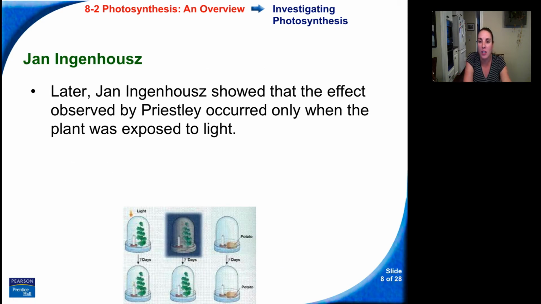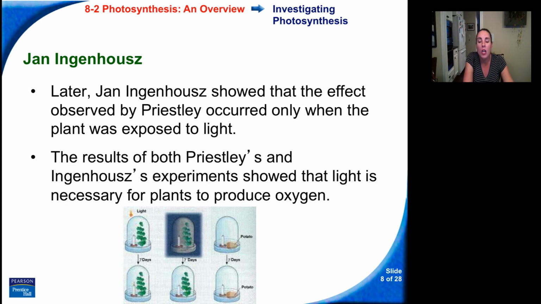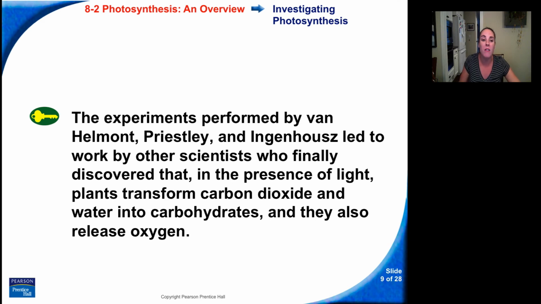Even later, another scientist showed that the effect observed by Priestley occurred only when the plant was exposed to light. So if the plant was in darkness, it couldn't survive and the candle went out. So the results of both of these experiments show that light is necessary for the plants to produce oxygen. The experiments performed by Van Helmont, Priestley, and Ingenhousz led to work by other scientists who finally discovered that in the presence of light, plants transform carbon dioxide and water into carbohydrates, and they also release oxygen. So this is the main point from all these experiments. This is the overview of photosynthesis.